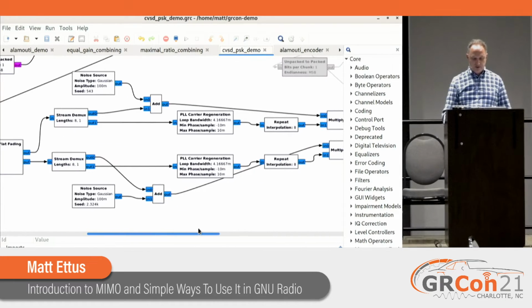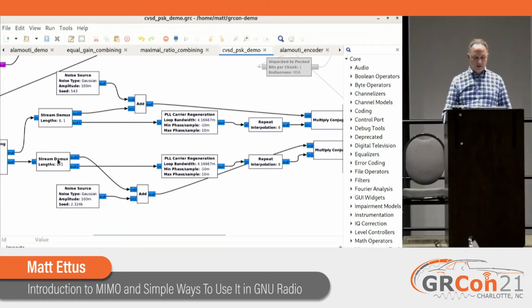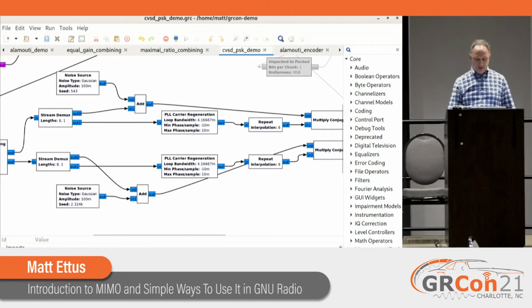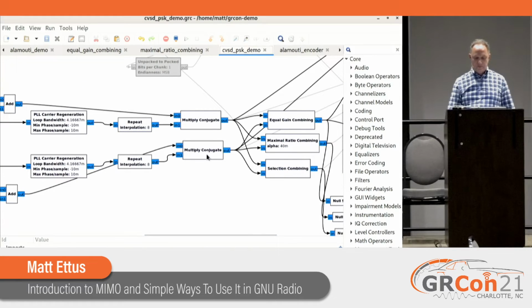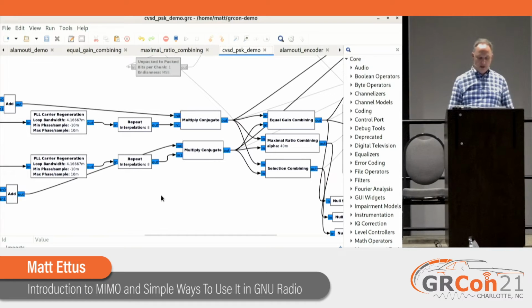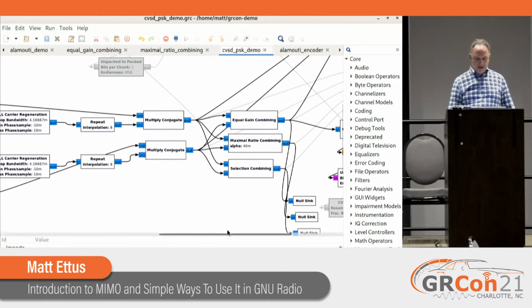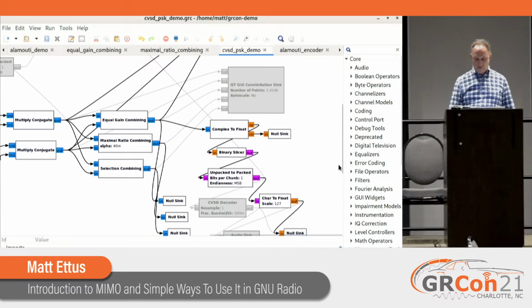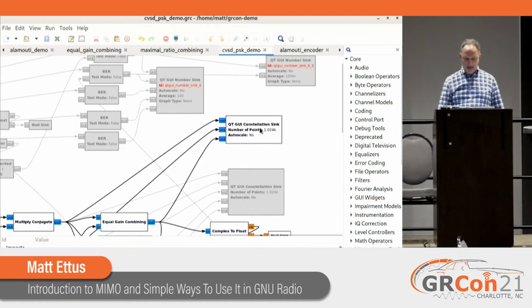So this is transmit, this is over the air. And then on the receivers, right, we have two receivers. So we demux the carriers, and the carriers go into these carrier regeneration blocks, which we then multiply by the conjugate to take that back out of the signal. And so we've transformed back to DC. And then we put it through the three methods: equal gain, maximal ratio, and selection combining. And we can output it to audio, but we can also show the constellation.